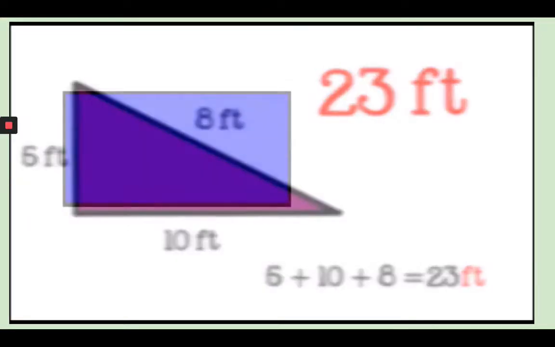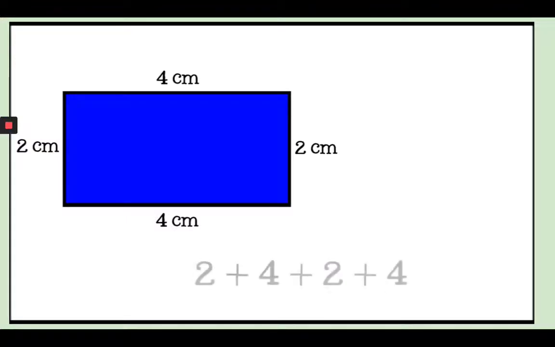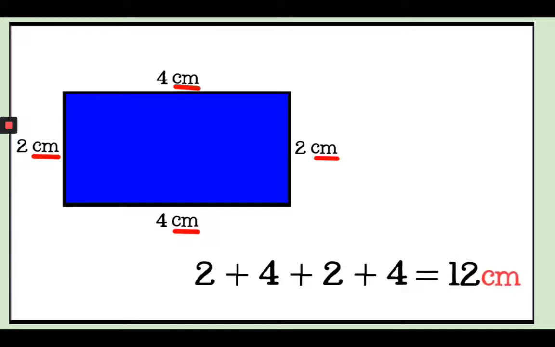That was pretty easy, right? Let's try another shape. This time we have a rectangle. Both of the short sides are 2 centimeters long. Both of the long sides are 4 centimeters long. To find the perimeter of the rectangle, we add up the lengths of all the sides. 2 plus 4 plus 2 plus 4 equals 12. Since the sides are measured in centimeters, the answer has to be measured in centimeters too. The perimeter of this rectangle is 12 centimeters.